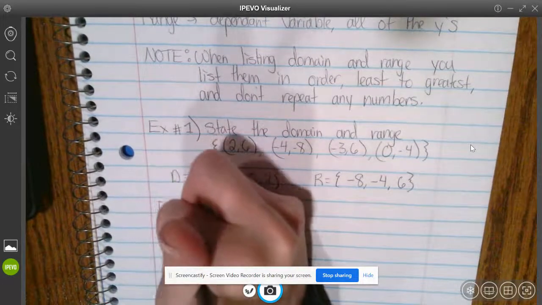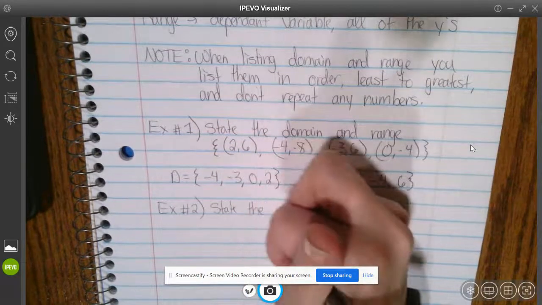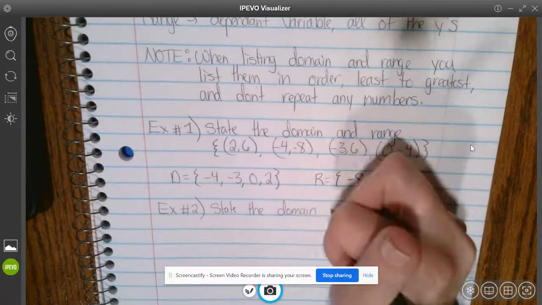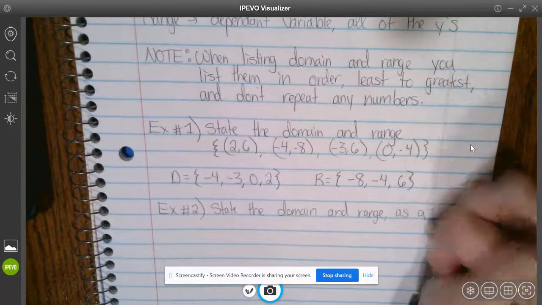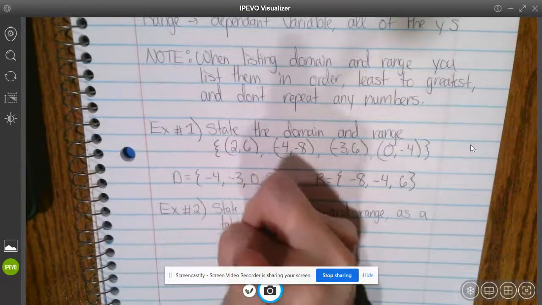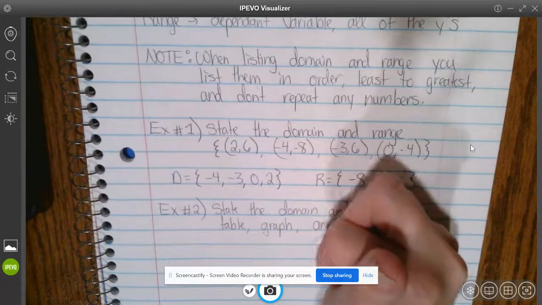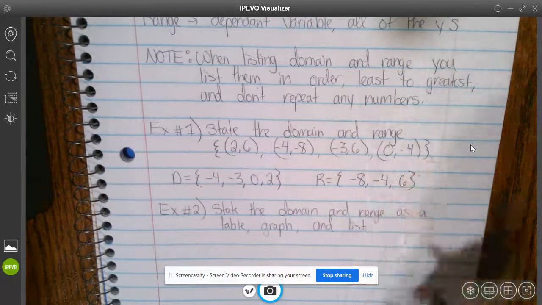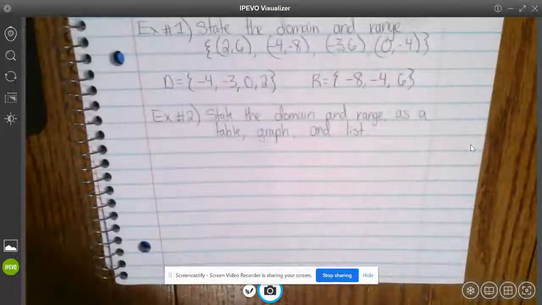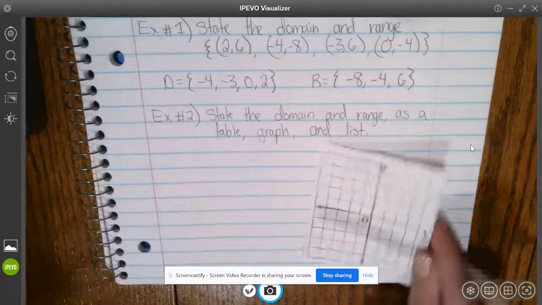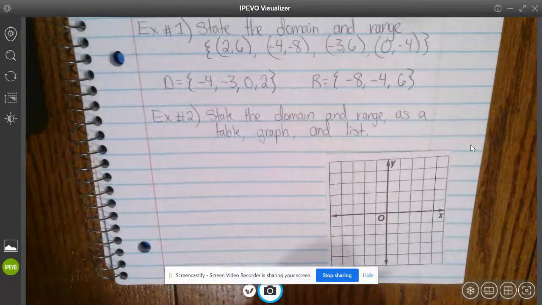Example number 2. State the domain and range. This one has a table, graph, and list. Once you have this written down, ask your sub, or maybe they've already given it to you, for a graph that looks like this, because you will need that. So pause this and go get that graph.